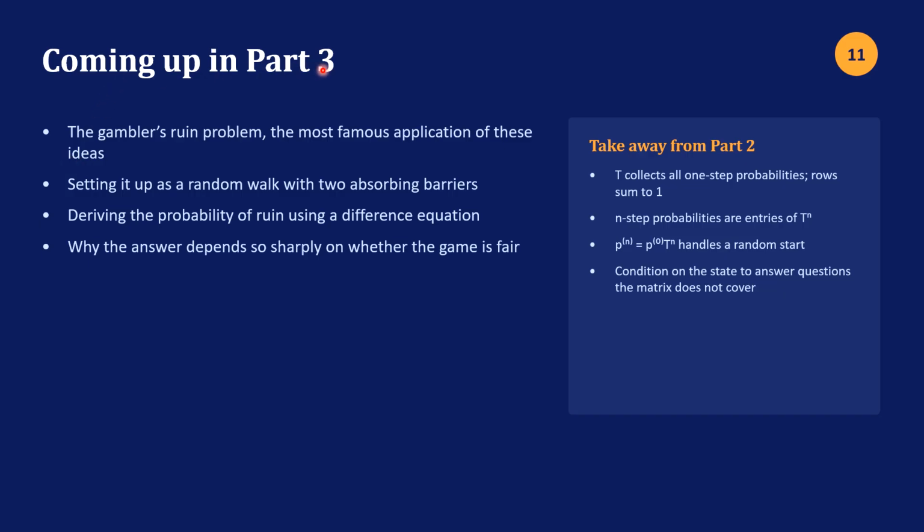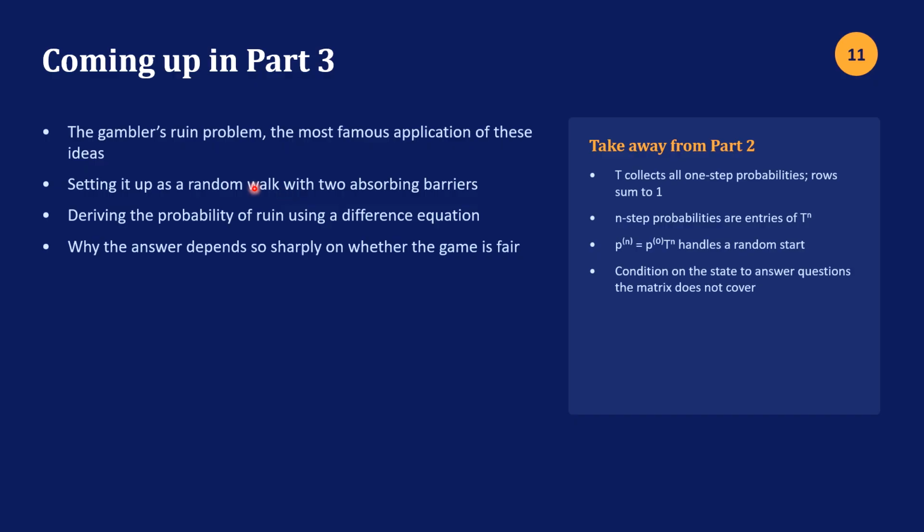And then coming in part 3, or lesson 3, I'm using part and lesson interchangeably, the gambler's ruin problem, the most famous application of these ideas, so we'll be talking about that. You can imagine what this might be. A gambler has so much money and a probability of winning and losing, and then you want to figure out the probability the gambler is eventually going to go broke.